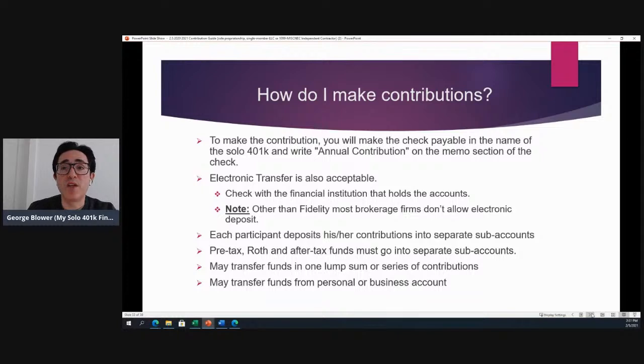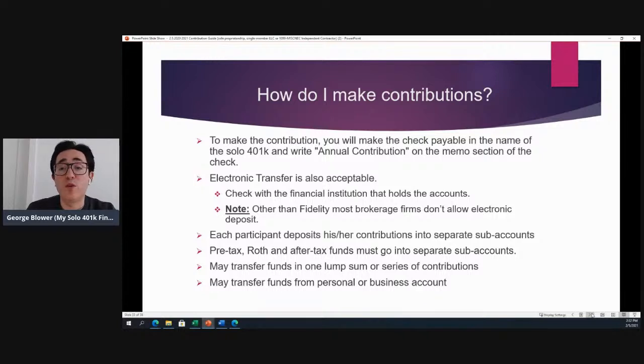Each person is going to have a separate sub-account. So if you have two spouses that are both participating in the same solo 401k, and each making contributions to the same solo 401k, it would be one plan, but multiple sub-accounts. One sub-account for one spouse, a second sub-account for another spouse. For example, two brokerage accounts at Fidelity, one in the name of the plan for the benefit of one spouse, a second brokerage account at Fidelity in the name of the plan for the second spouse.